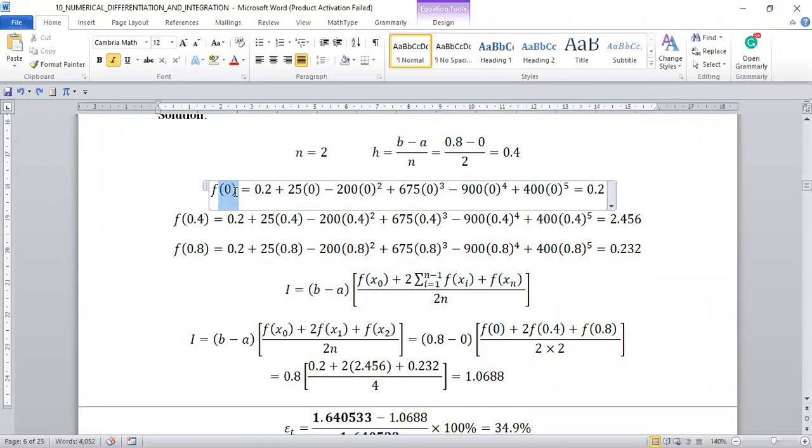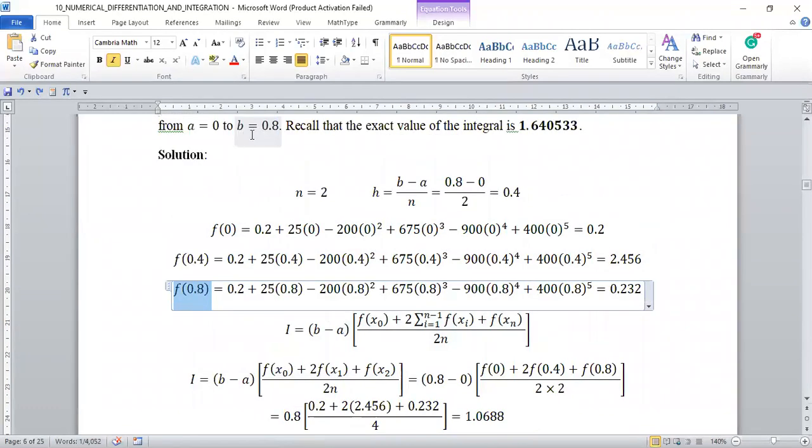We have already known f of 0 as 0.2. So we need to calculate f of 0.4, because f of x1 is simply f of 0.4. So how did we get this 0.4? We know that x0 is the lower limit, and the upper limit is 0.8.